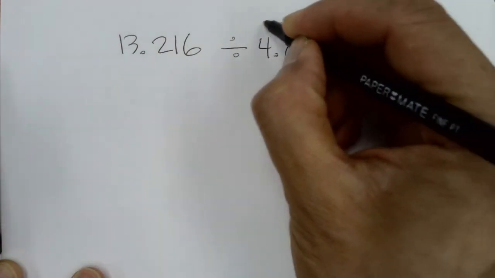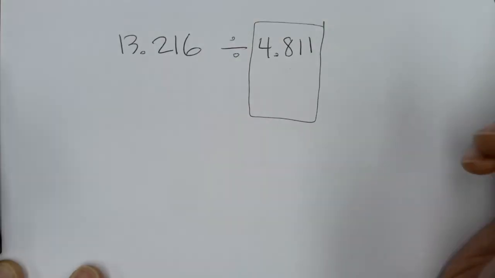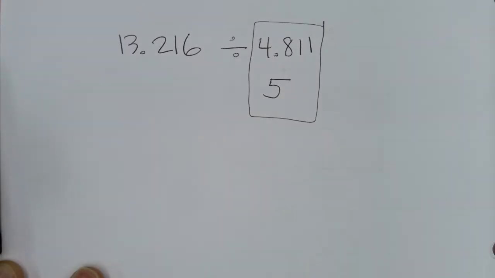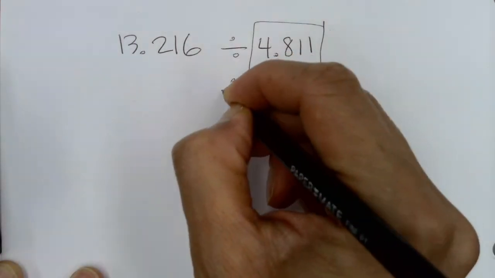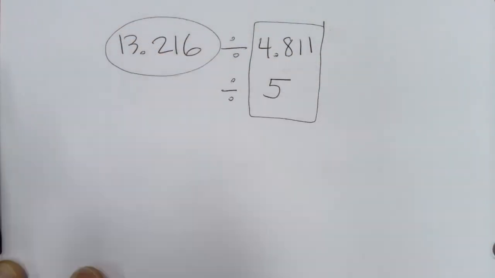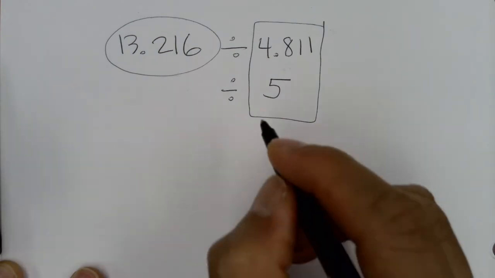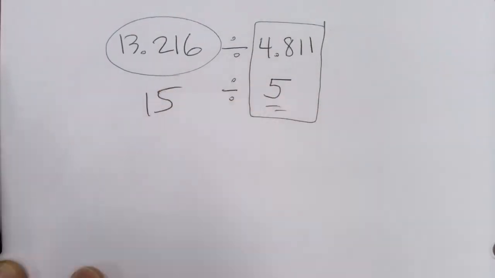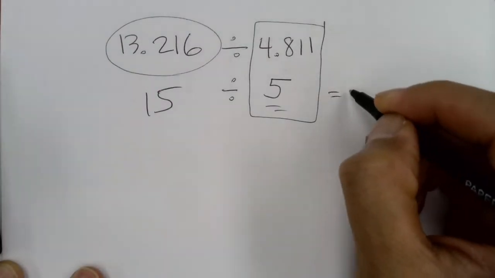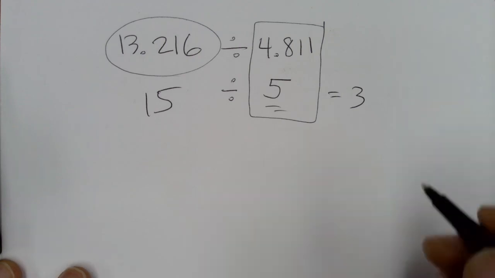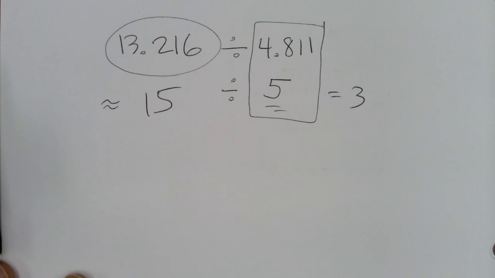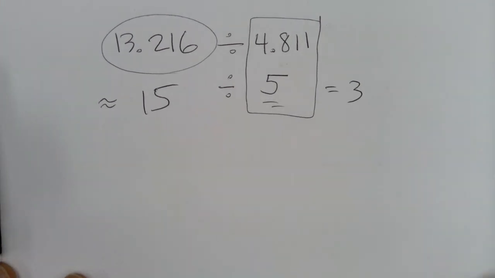Okay, so hopefully you remembered. Let's round this first to the nearest whole number, 5. Then I round my dividend to the nearest multiple of 5, which in this case, 15 is closer than 10 is, so I could estimate that this is 3. Alright, and so that's estimating quotients using compatible numbers.